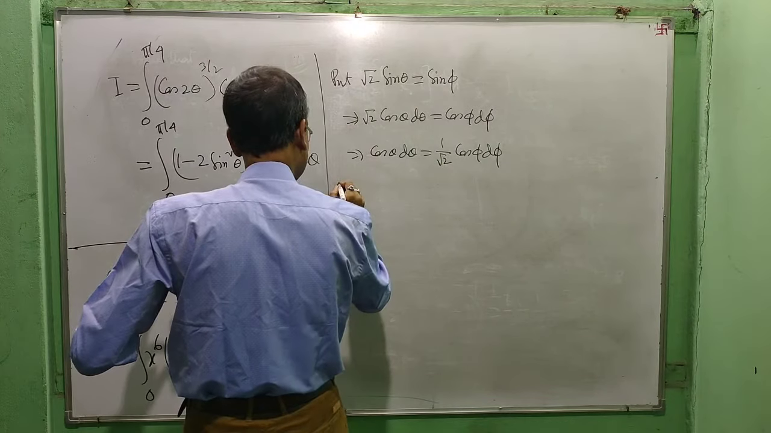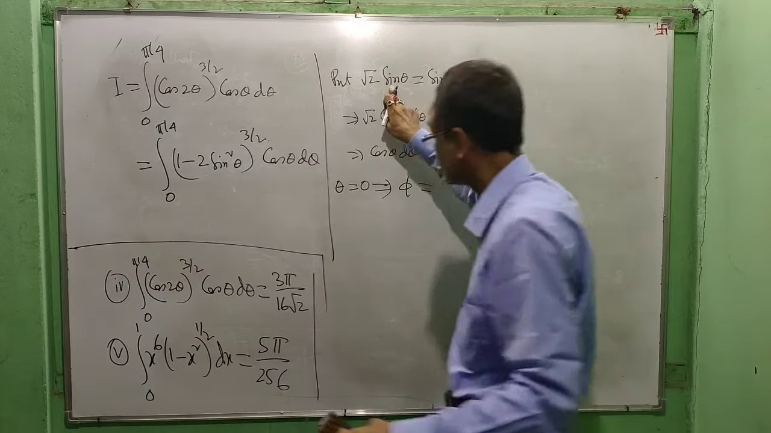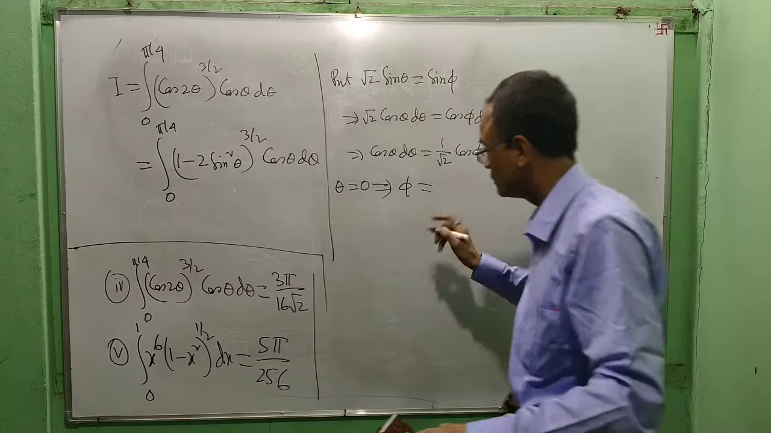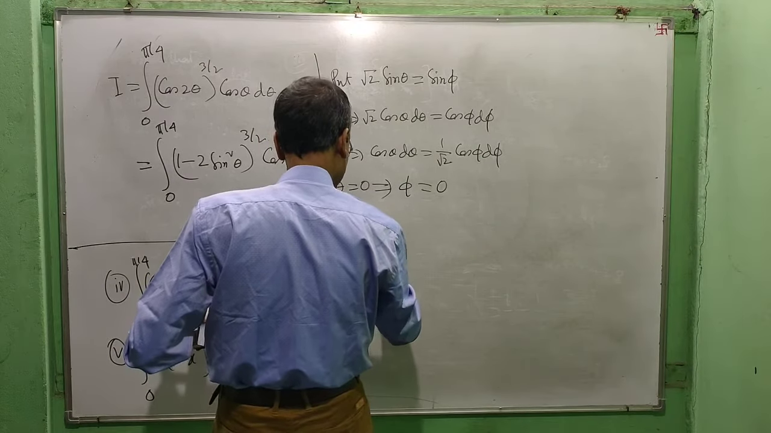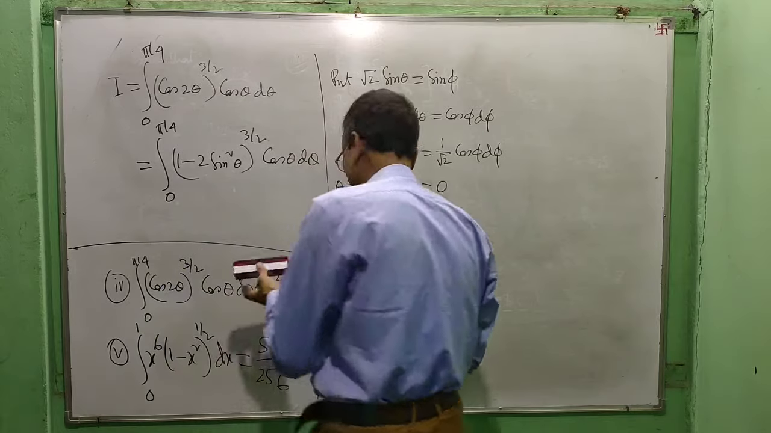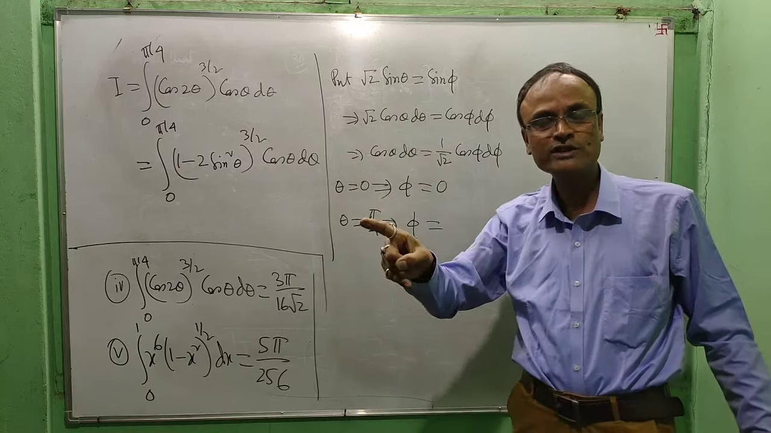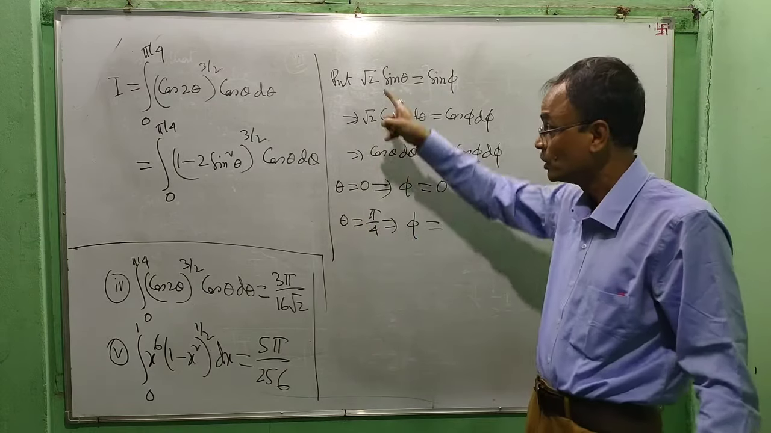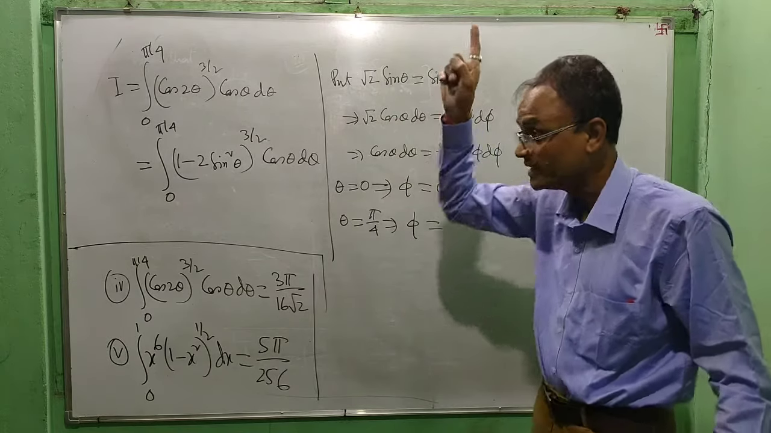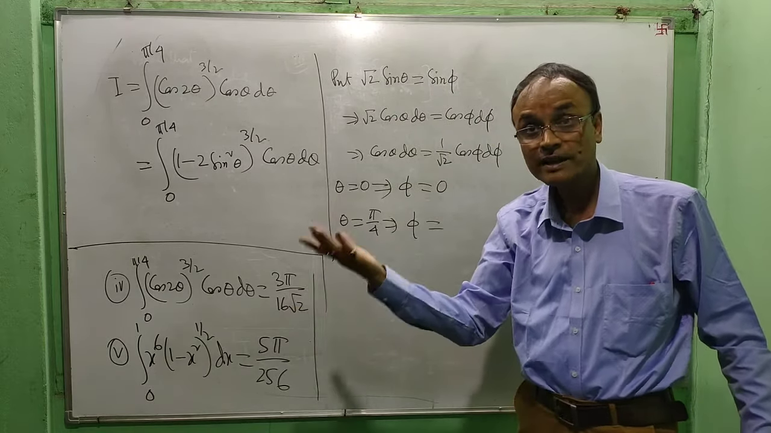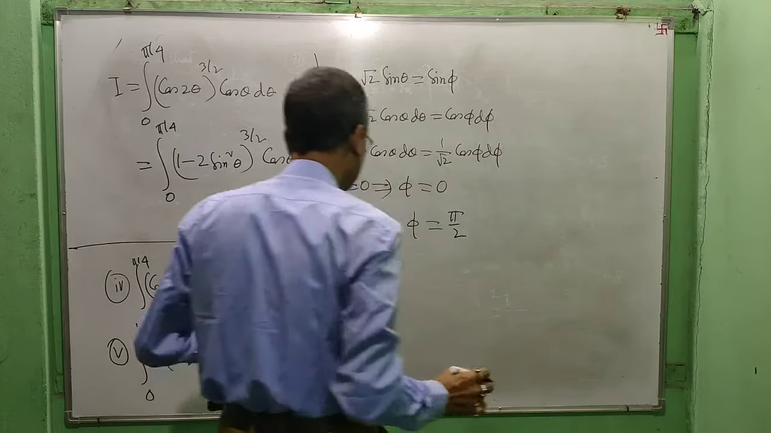Now, theta equal to 0 implies phi equal to what? Sin 0 means 0, so phi equal to 0. Theta equal to pi by 4 means phi equal to what? Sin pi by 4 is equal to 1 by root 2. Root 2 into 1 by root 2 is equal to 1. This means sin phi equal to 1, so phi is equal to pi by 2.